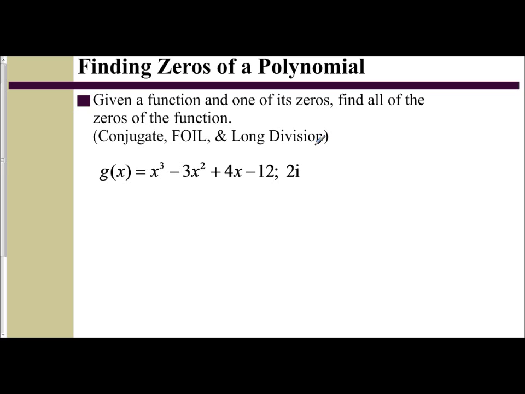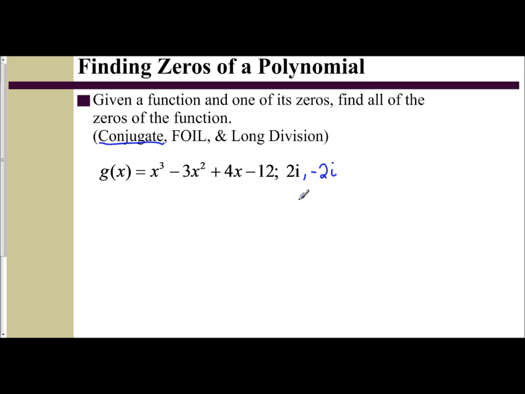We're given g of x equals x cubed minus 3x squared plus 4x minus 12. And we're told we have an imaginary zero of 2i. And so what we've learned before is that imaginary zeros always come in pairs. So I need to find the conjugate. And so the conjugate of 2i is negative 2i.